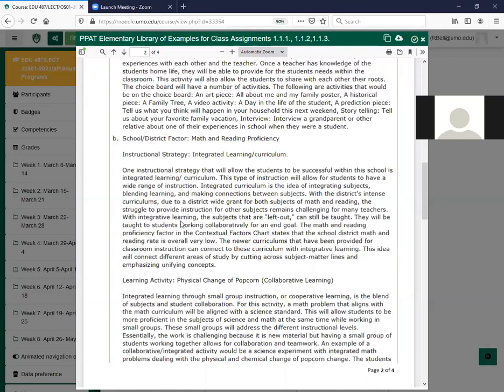I'm sorry. No, you go ahead. Due to a district-wide grant for both subjects of math and reading, the struggle to provide instruction for other subjects remains challenging for many teachers. So with integrated learning, the subjects that are left out can still be taught. Okay, so you have integrating the subject, it blends the learning so the student can make connections between the subjects. And if you don't have the money for maybe other subjects, then they can still be integrated or taught, okay?